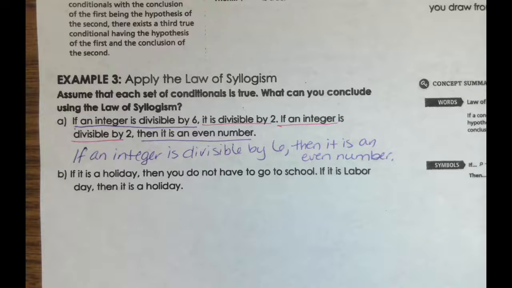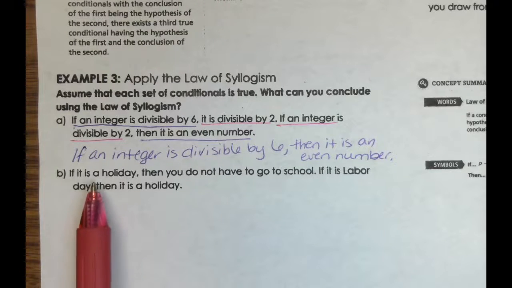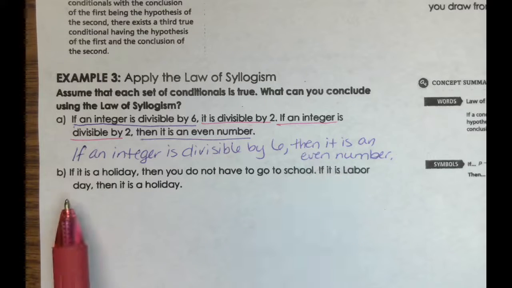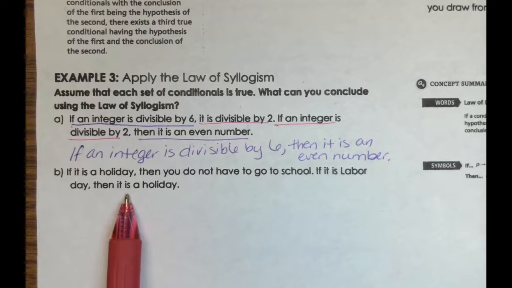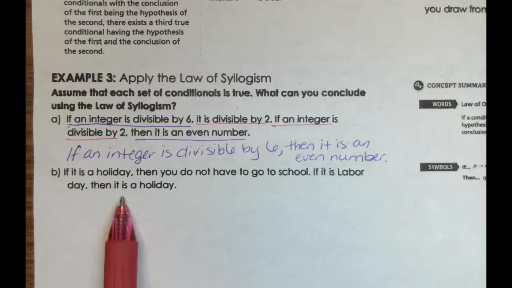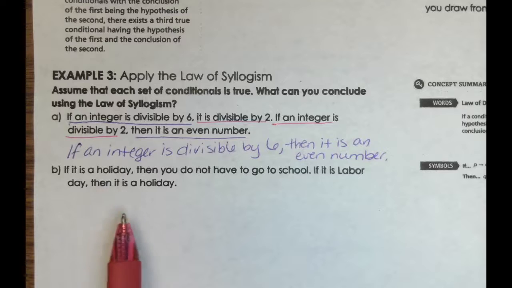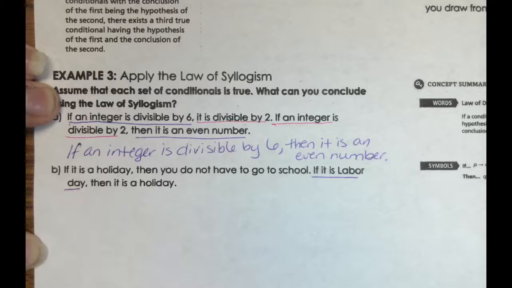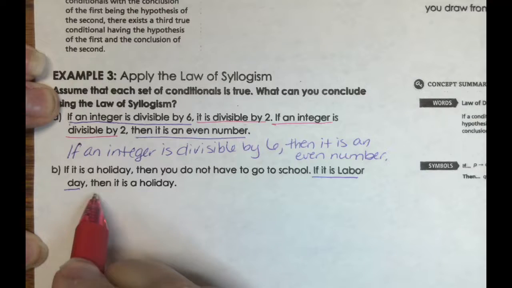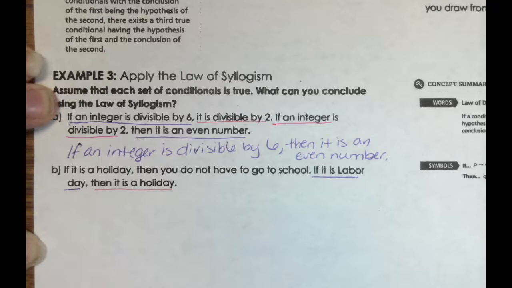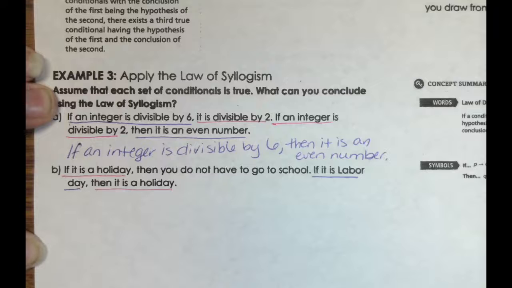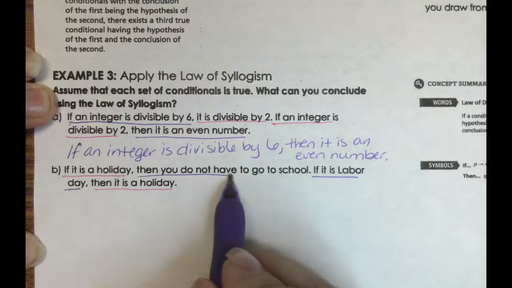So let's look at another one. It says, if it is a holiday, then you do not have to go to school. If it is Labor Day, then it is a holiday. So the part that is repeated is this holiday piece. So what if we reordered our statements? What if we said that if it is Labor Day, then it is a holiday, and make that our first statement. And then we can say if it is a holiday, then you do not have to go to school.